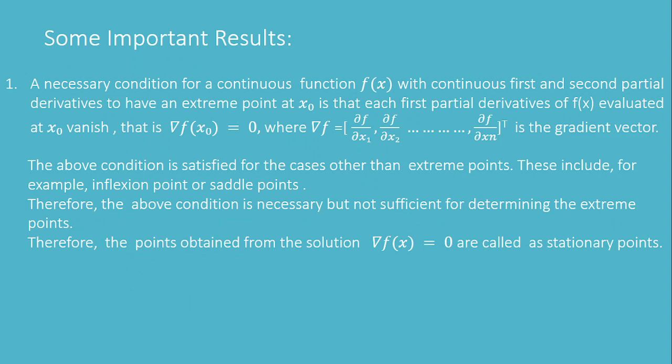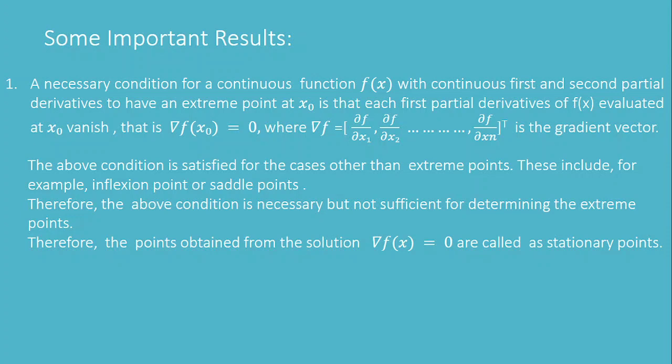Now, how do we find the optimal solution using this gradient vector and Hessian matrix? There are some important results which will help us find the solution of this multivariable optimization problem using the gradient vector and Hessian matrix.